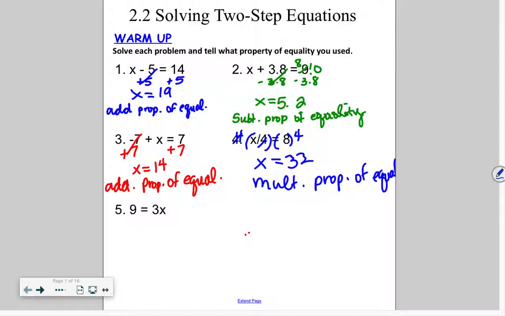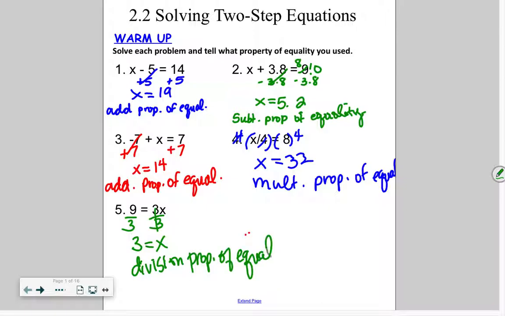And number 5? Divide both sides by 3. 9 divided by 3 is 3 equals x. What property? Division property of? Good. Questions on those?